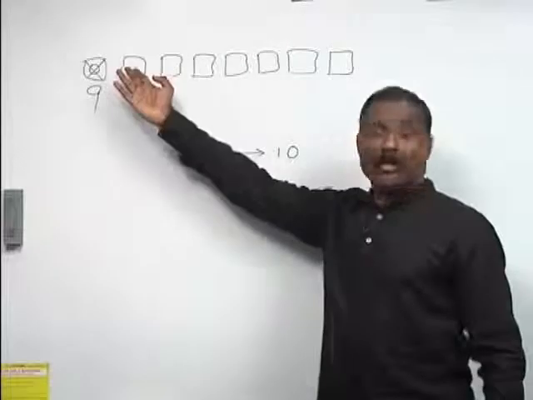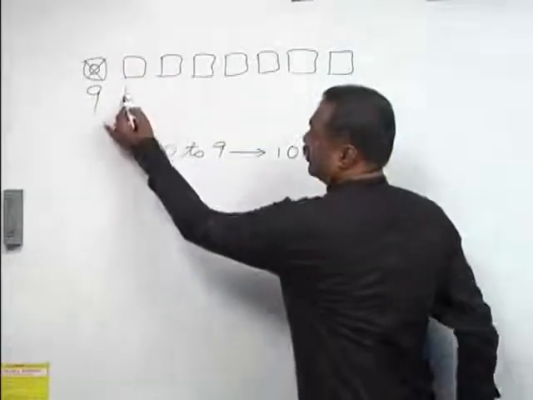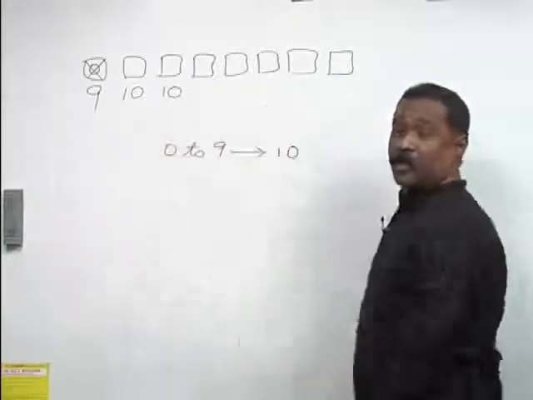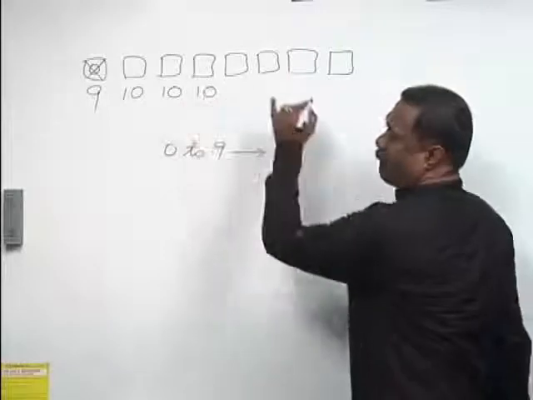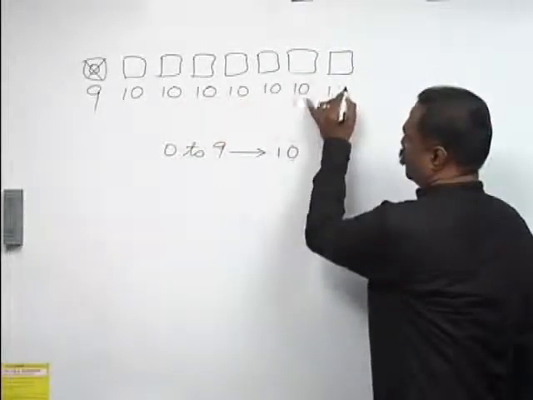You can write 0 here. So how many digits are there in your hand? There are 10 digits. Here also 10 digits, here also 10, here also 10, here also 10, here also 10.